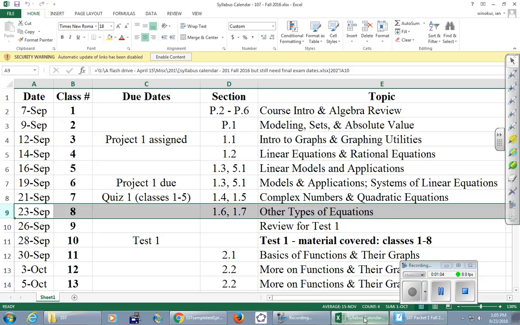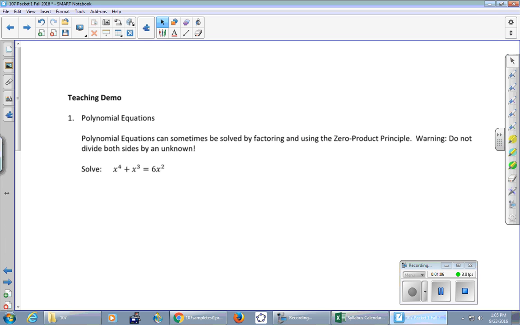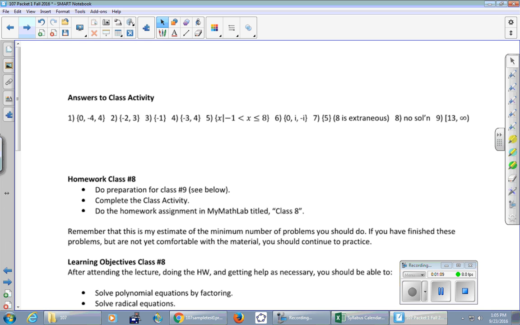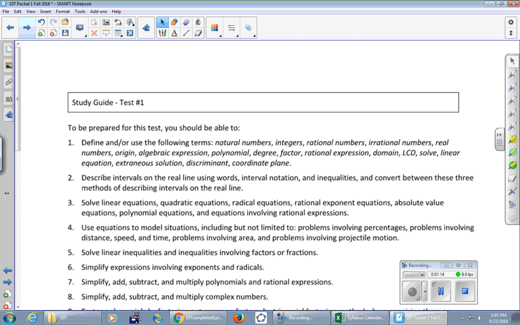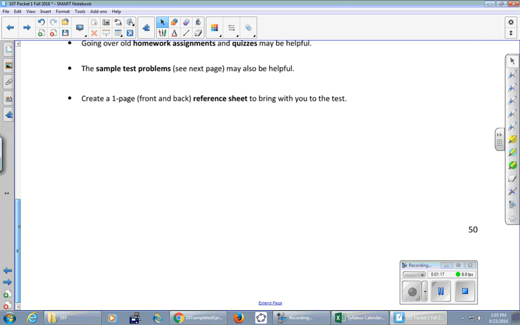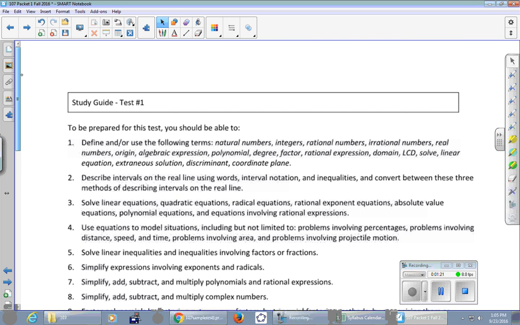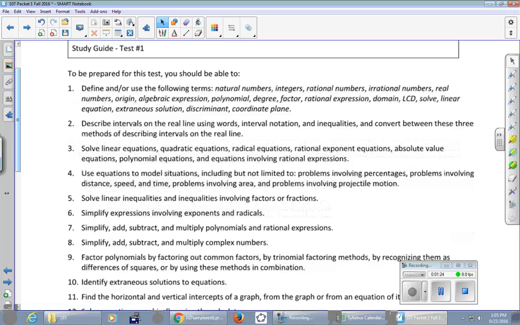In terms of resources for the test, the best way to study is to do all of the homework, but I've also got a study guide. It's on page 50 in the back of this packet that you have. You don't need to go there now. On the study guide, it says to be prepared for this test, you should be able to, and there's a long laundry list of skills that I want you to have to come in prepared for that test on Wednesday. You just go through them one at a time and say, oh yeah, I know how to do that. I know how to do that. Oh, I don't know how to do that. Let me find some practice problems on that topic.